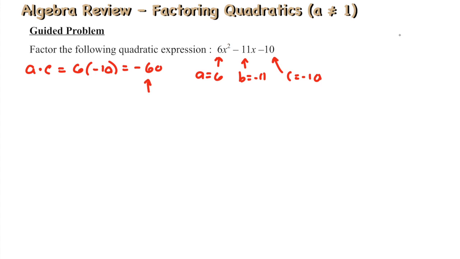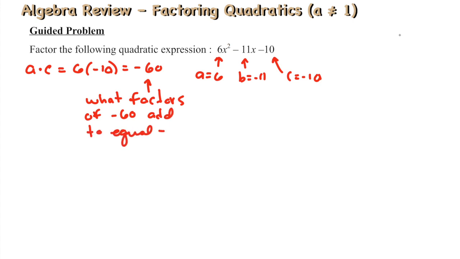And we ask the question, what factors of negative 60 add up to equal negative 11? And notice that negative 11 is the b value. So we multiply ac, and then we want factors of ac that add up to b. And this is because we're reversing the distributive property. So the numbers that we're going to use are negative 15 and 4.